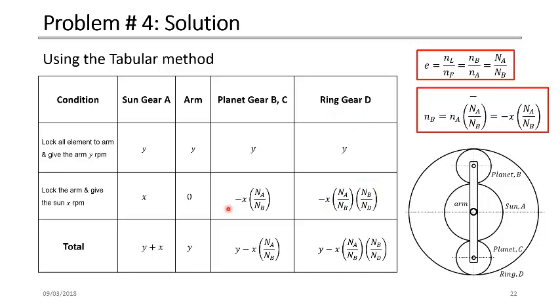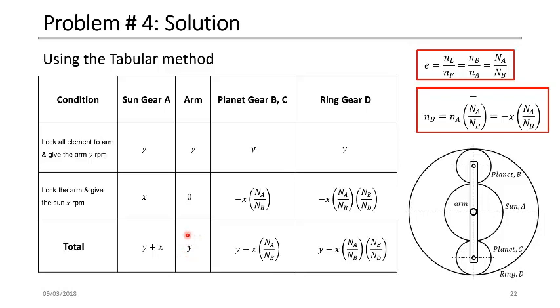What we need to do next is to get the total, the summation of all the columns. The summation of this one is Y plus X. The summation of this column is Y plus 0, which gives Y. The summation of these values is Y minus X multiplied by NA divided by NB. And the summation of these two conditions is Y minus X multiplied by NA divided by NB multiplied by NB divided by ND, and you see that NB can cancel out. This value here is the total speed of the ring gear. This value here is the total speed of the planet gear, either B or C.